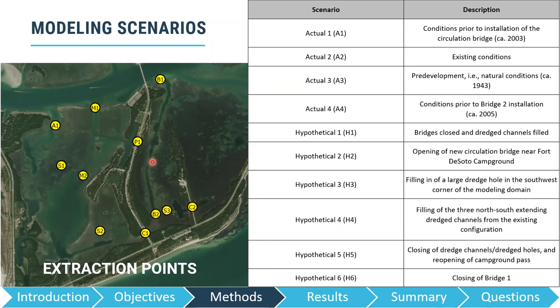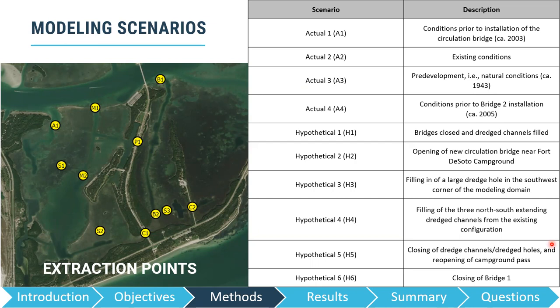Now for each of these cases, all 10 of these, we extracted velocity data at these 11 different extraction points, as you can see on this map here. And these extraction points were positioned strategically in areas in the bay that we expected to see some sort of a response, right? So dredge channels, that would be a great place to place them. Seagrasses, we got some there as well. And then of course, at those 2 bridge openings as well, we wanted to see what sort of a response these changes would have at those locations.